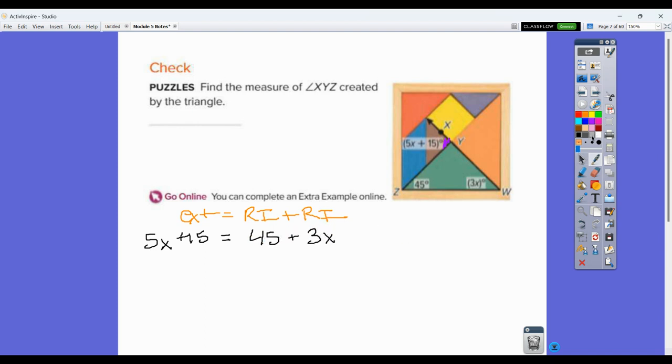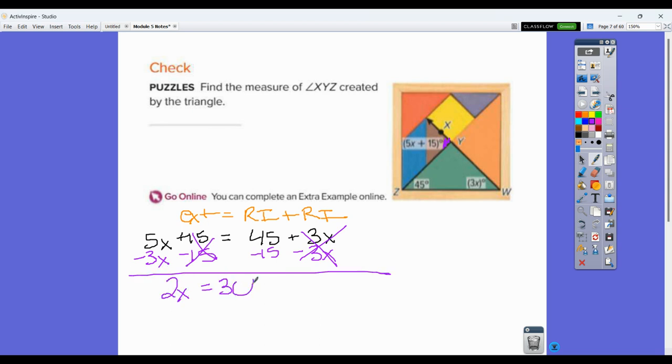And all I've done there is set up an algebra problem so that we can solve it. So we're going to subtract 3x from both sides. At the same time, once I've got that, I'm going to subtract 15 from both sides to get rid of that. So I've gotten my x's on one side, 2x, equal to my numbers on the other side, 30. Divide by 2, and you're going to get x equal to 15.